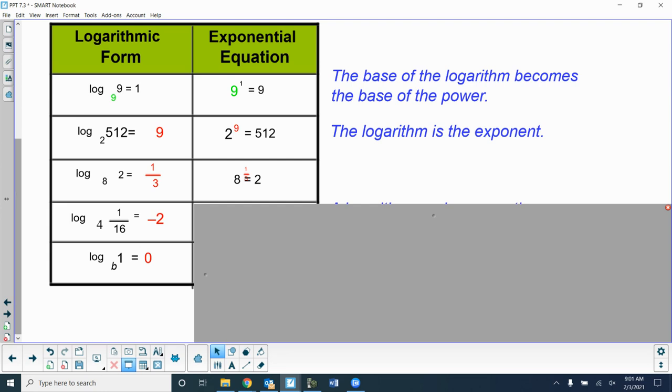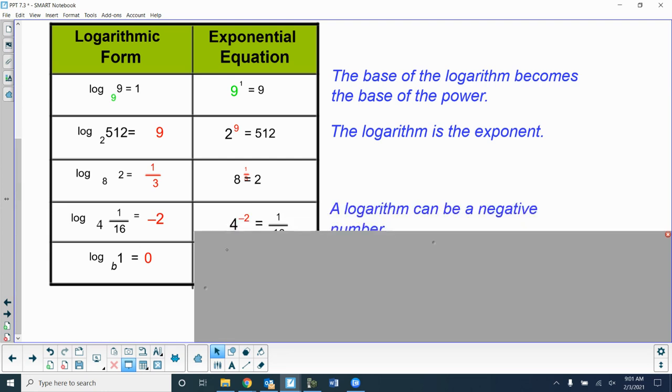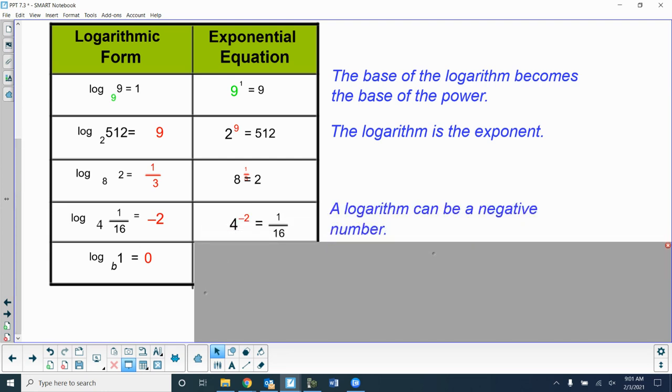Again, all it is, that's the base, that's the exponent. So 2 to the 9th is 512. 8 to the 1/3 is 2. 4 to the negative 2 is 1/16. Simple.